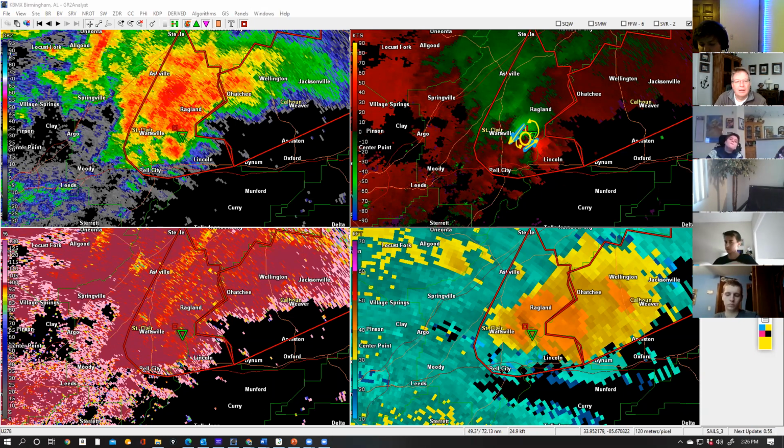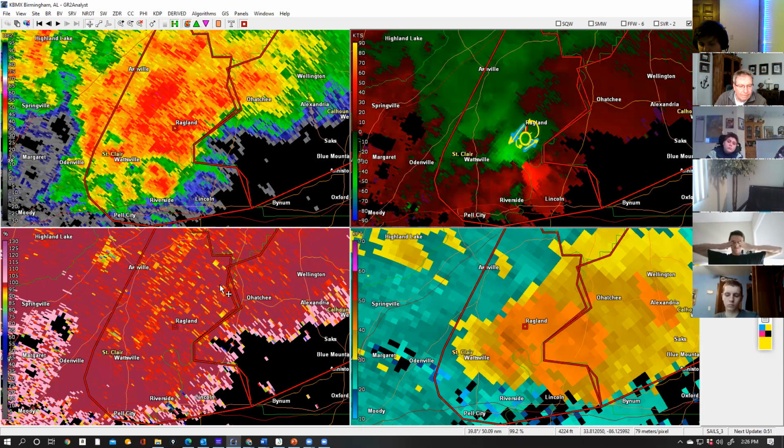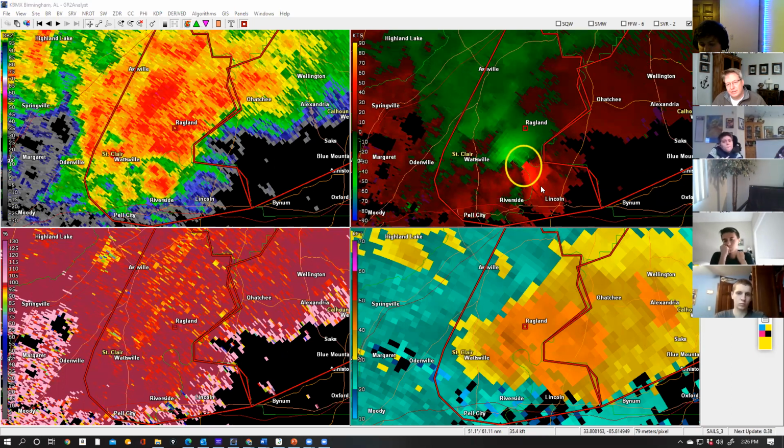There's major damage. Ooh, look what it just did. Now, here's where the mesocyclone is. But here's where the tornado is, it's a brand new tornado. That's intense.